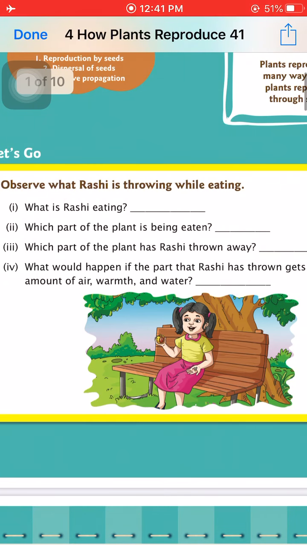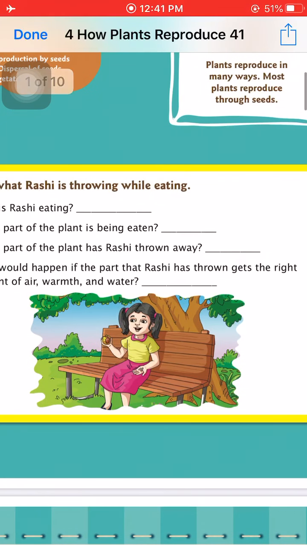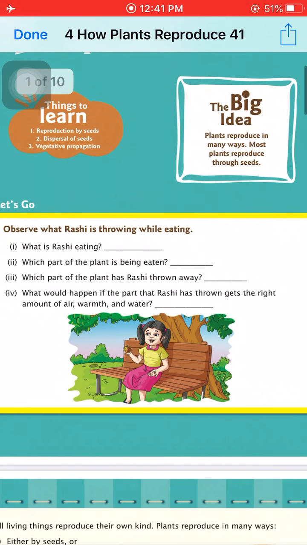Fourth, what would happen if the part that Rashi has thrown gets the right amount of air, water and warmth? It means when we give the right amount of air, water and warmth to the seeds that are sown inside the soil, they give birth to a new baby plant.